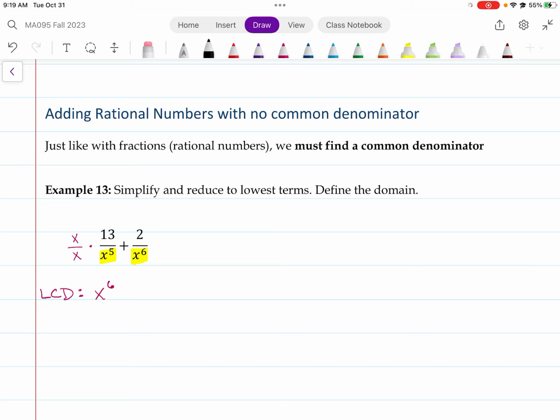So the least common denominator with exponents is going to be the highest exponent, the highest degree on any of the denominators. So we end up with what? Try to continue this one all the way to the end. Hopefully you tried it and you got 13x over x to the 6th plus 2 over x to the 6th. Now see how they have a common denominator. So now we get 13x plus 2 over x to the 6th, and that is our final answer. We have combined them into one and simplified, and there was no reducing to do.